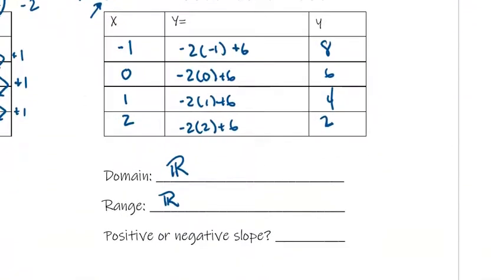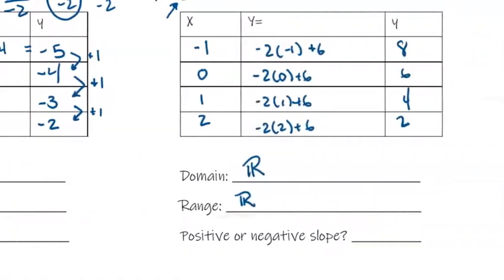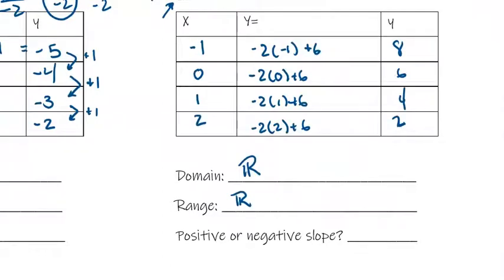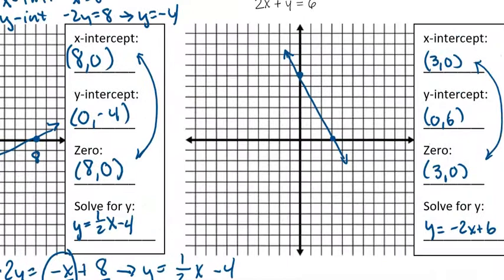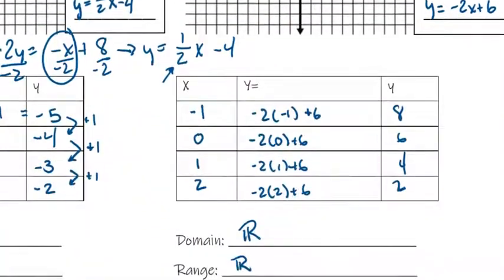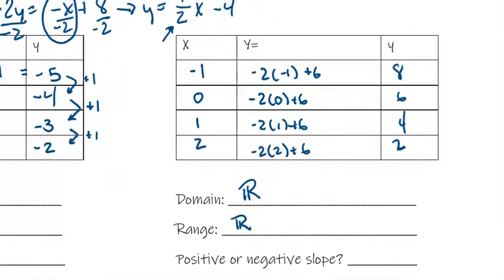The domain and range for each of these is all real numbers. Again, that symbol with the double line means all real numbers. And the reason why is because any number on the x-axis works. Any number on the y-axis will be the result. There's no gaps in that line, so that has a domain and range of all real numbers.